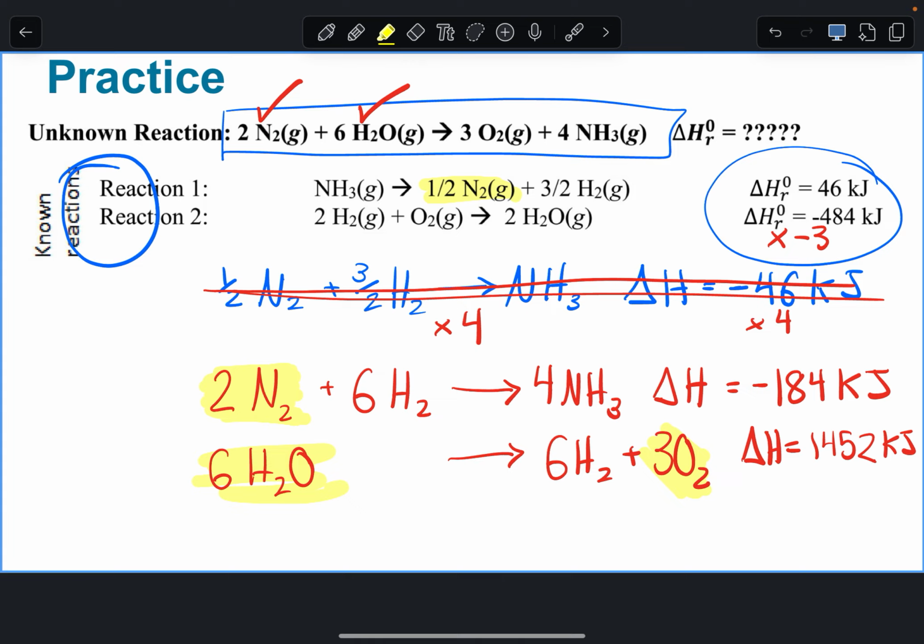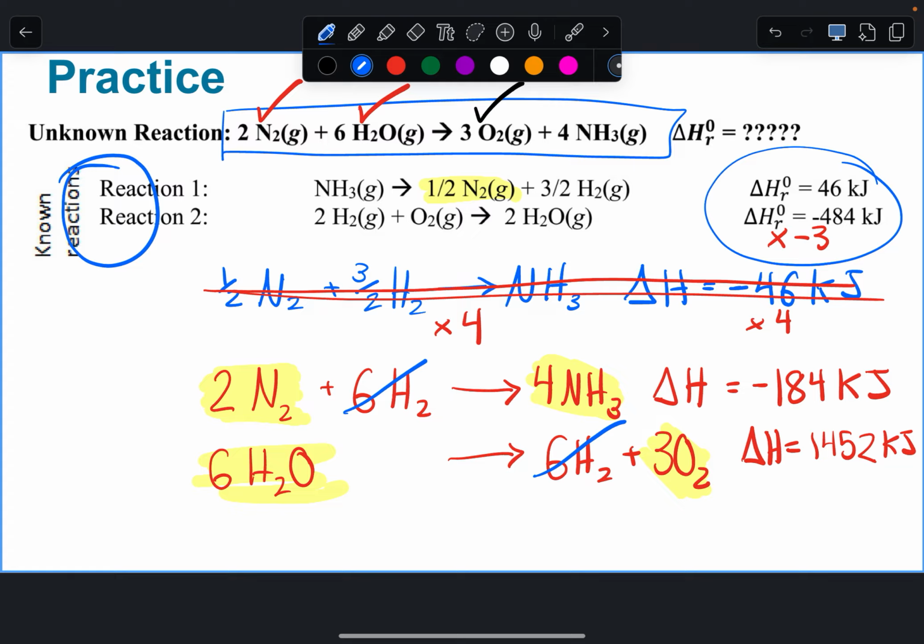Okay, so we've got our 3 O2s. And now we need 4 NH3s. Since I don't have any new equations, I'm hoping, yes, there's my 4 NH3s. So in the process of manipulating one of them, I got actually 2 things out of it. And hopefully you're seeing too that the 6 H2s that are on reaction 1 and also on the product side on reaction 2 now get to cancel each other out. So all I'm left with is the things I wanted.